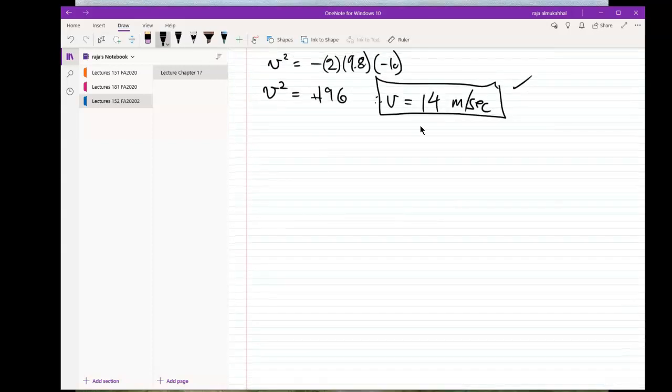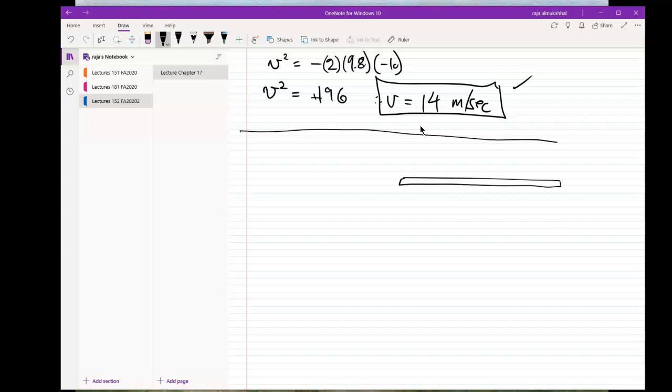Before I do this problem again, I have a negative plate. Here is a negative plate. Okay, and I have a positive plate here. If I can draw a straight line. I have an electron right here, and I'm holding it between my fingers, and I'll let go.